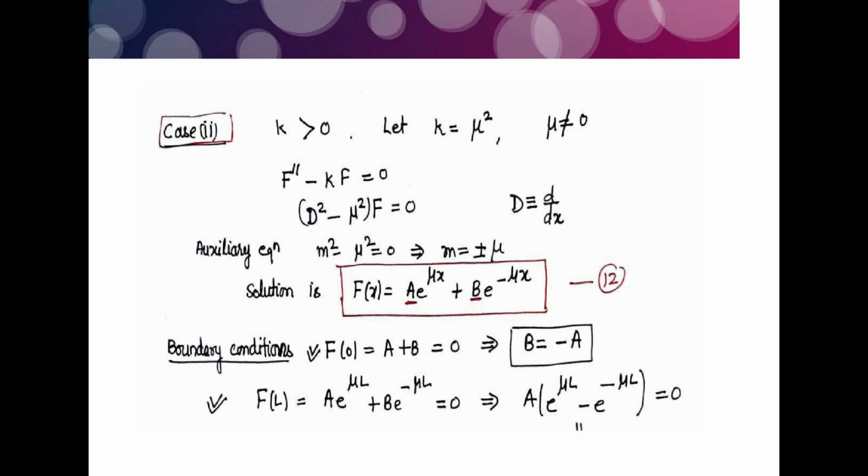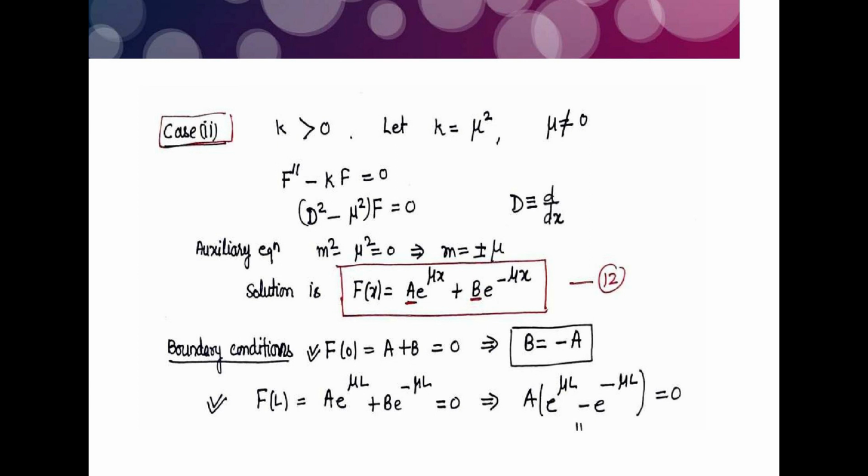Now we apply the technique of ordinary differential equations, and write down the auxiliary equation corresponding to this ordinary differential equation. This is m square minus mu square equal to 0, m is plus minus mu. So the roots of the auxiliary equation are real and distinct.